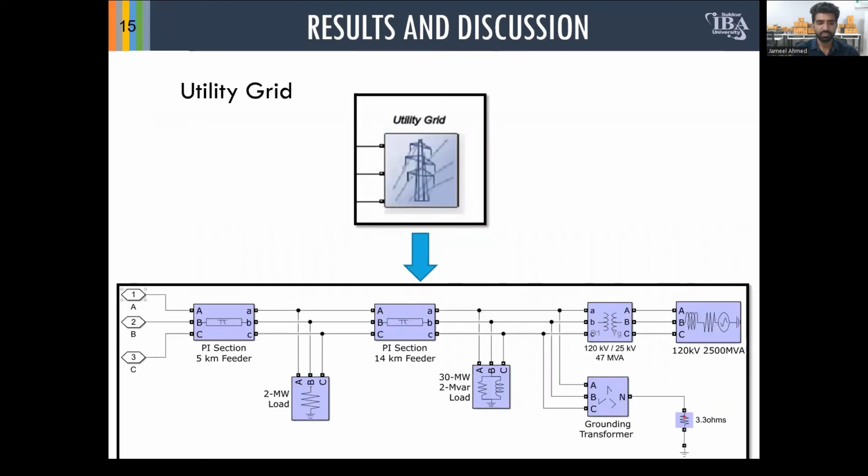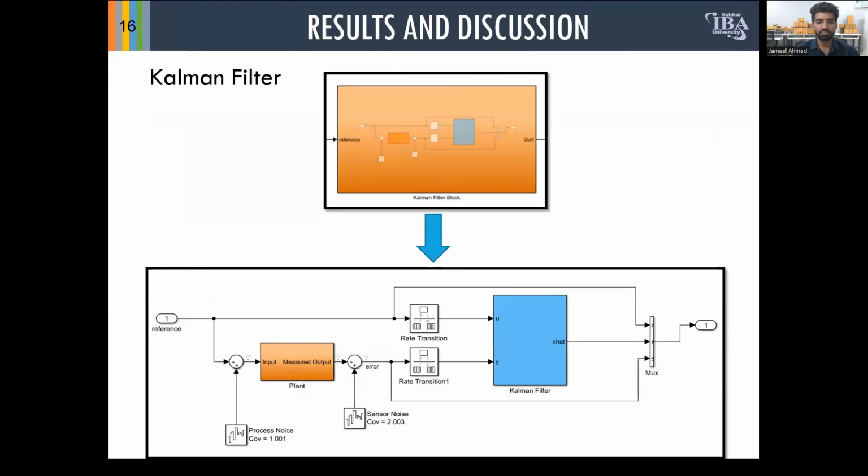So this is the internal structure of the utility grid, as you have seen previously. This is the Kalman filter, and this is the internal structure of the Kalman filter. The reference is coming directly from the smart grid. It is the live data, the voltage that we are changing. That change in voltage comes here in the form of the reference, and that goes directly to the input of the Kalman filter. We also added process noise and sensor noise here.